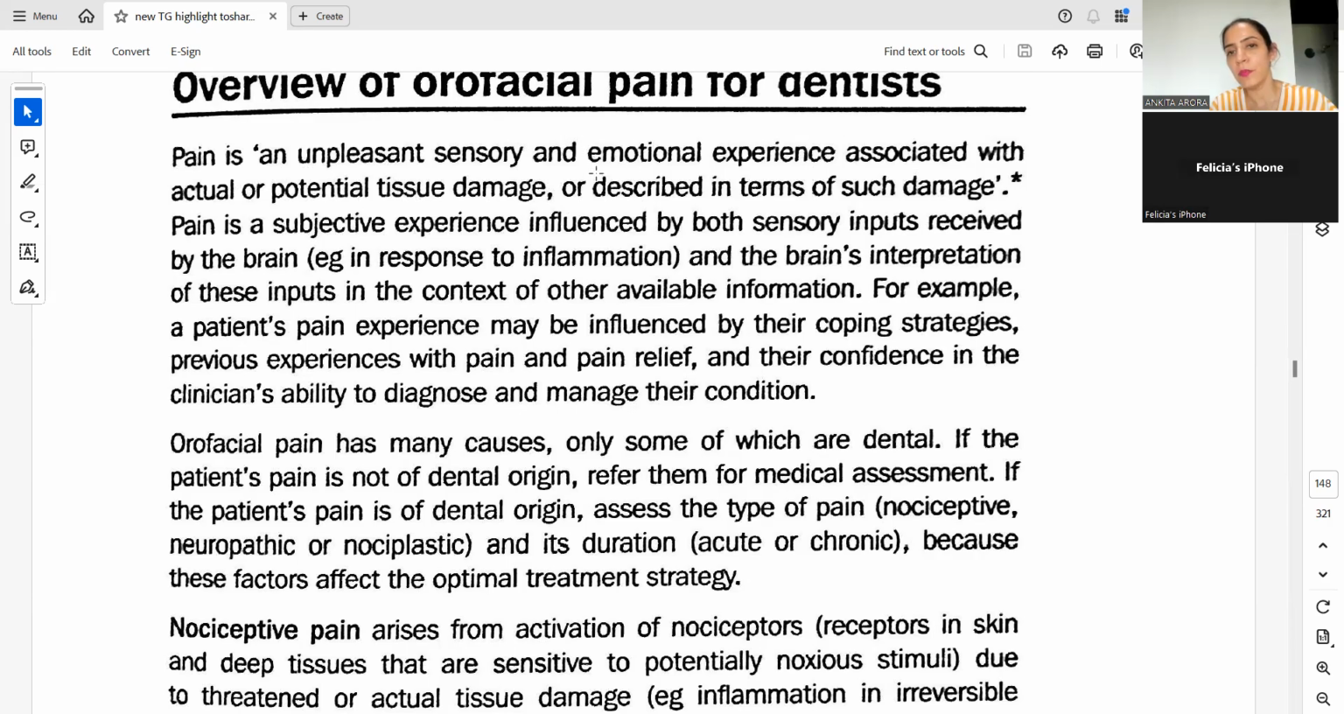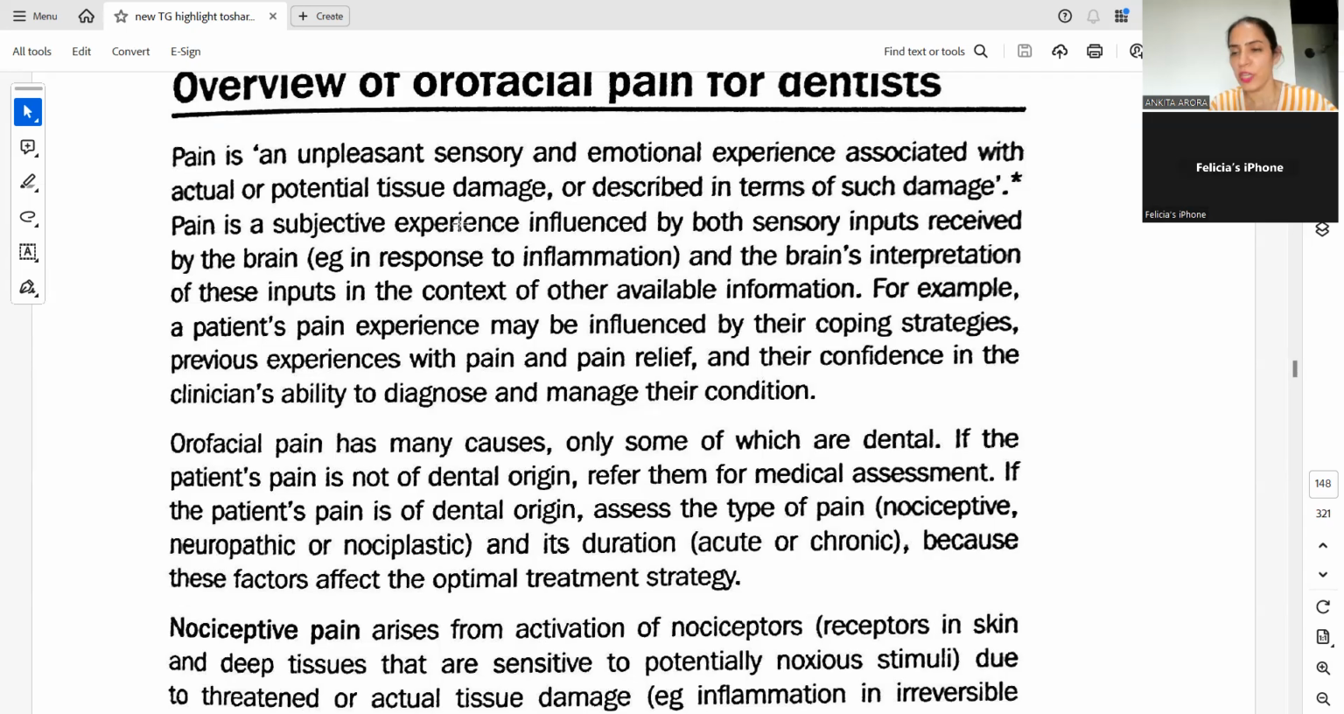And a greater part of the bearing of pain is also an emotional experience. Sometimes the emotional part of it is far more powerful than the sensory part. So this whole is the definition by TG.